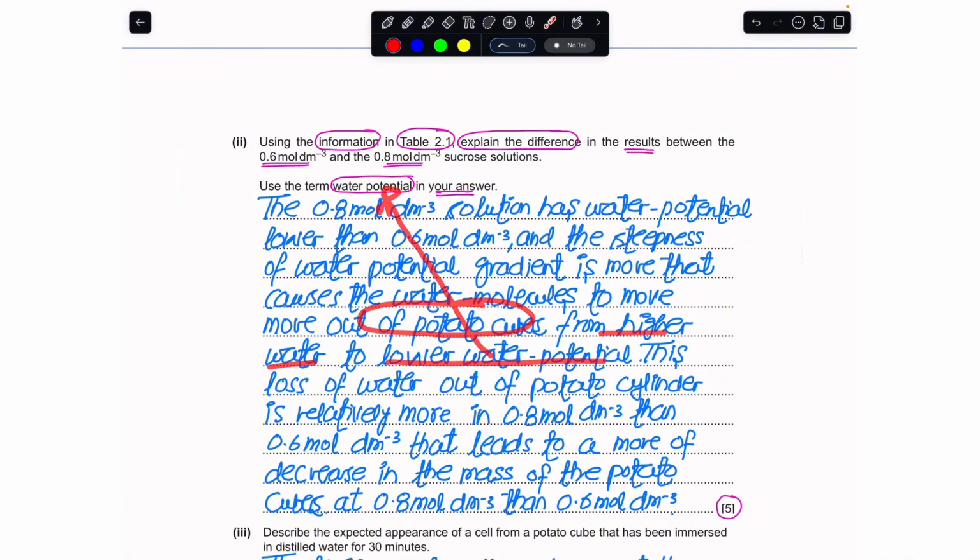And you see, we are actually complying with what the examiner has asked us. And that is why the loss of water out of the potato cubes or the cylinder is relatively more in this higher concentrated 0.8 mole per dm cube solution than 0.6 mole per dm cube solution. And that is why the potato cubes are losing more mass at 0.8 mole per dm cube than 0.6 mole per dm cube.